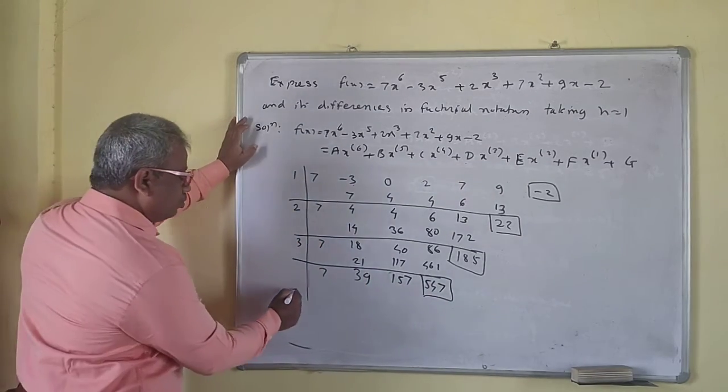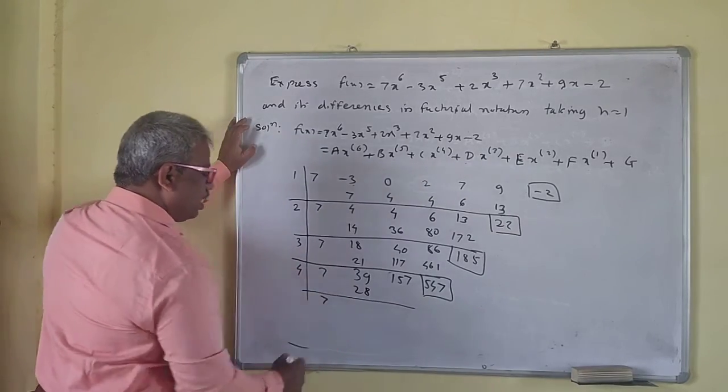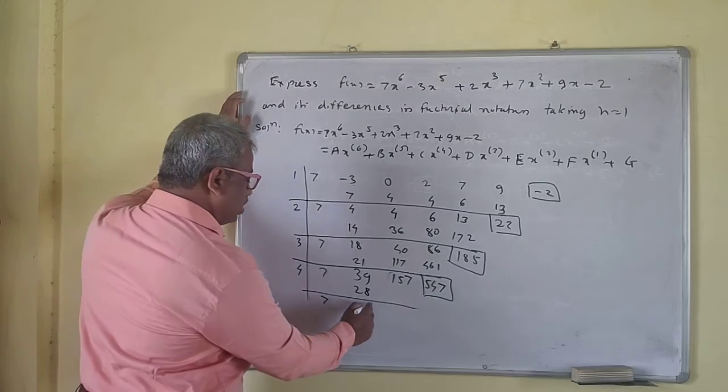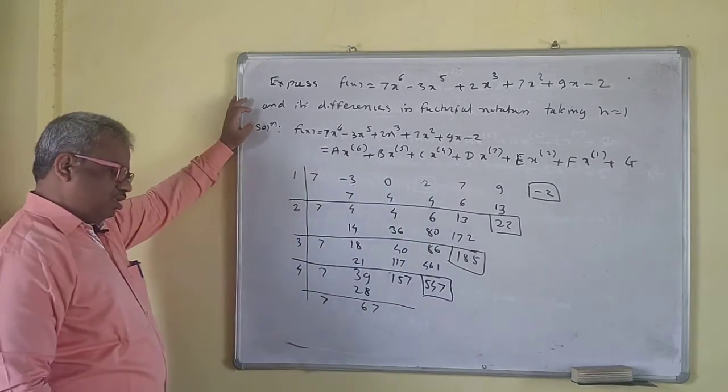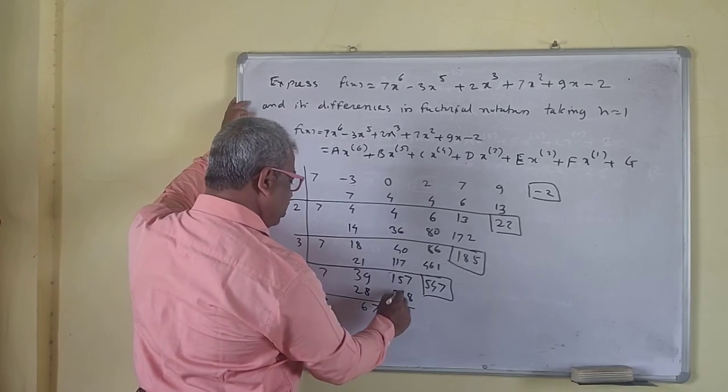Okay. Now you have to take this as 4. So 7. This is 28. So this is 7, 67. Then you have to multiply this, 28, 2. So 26.